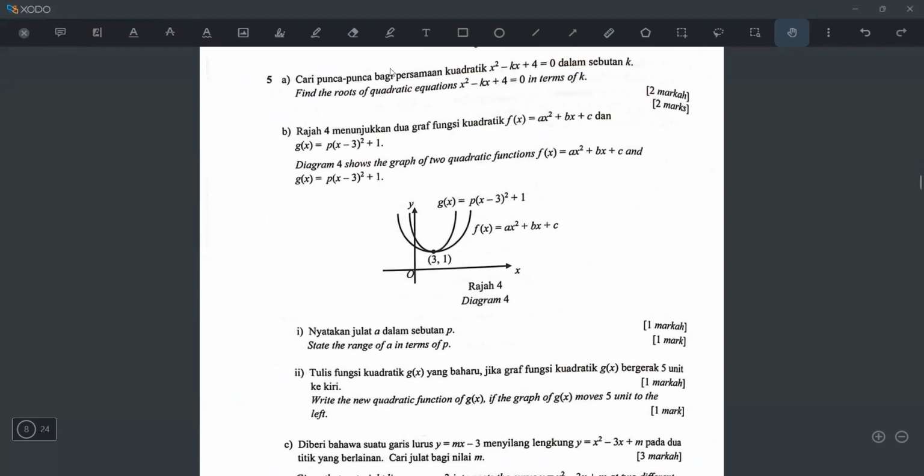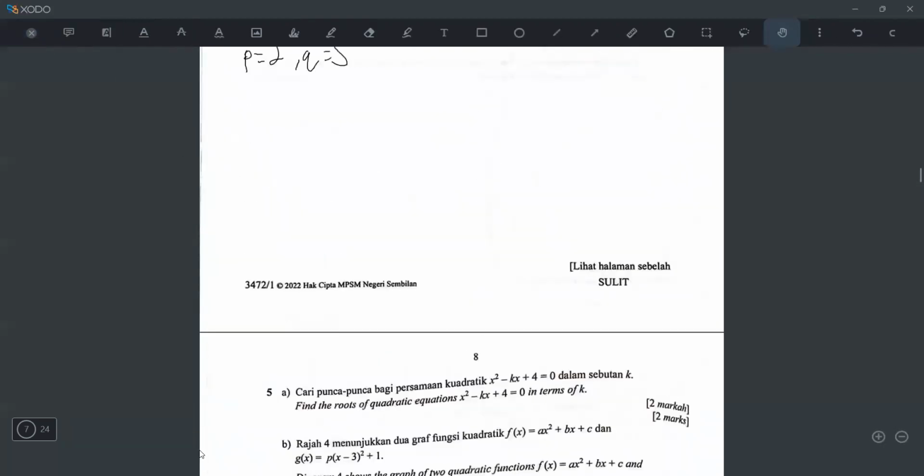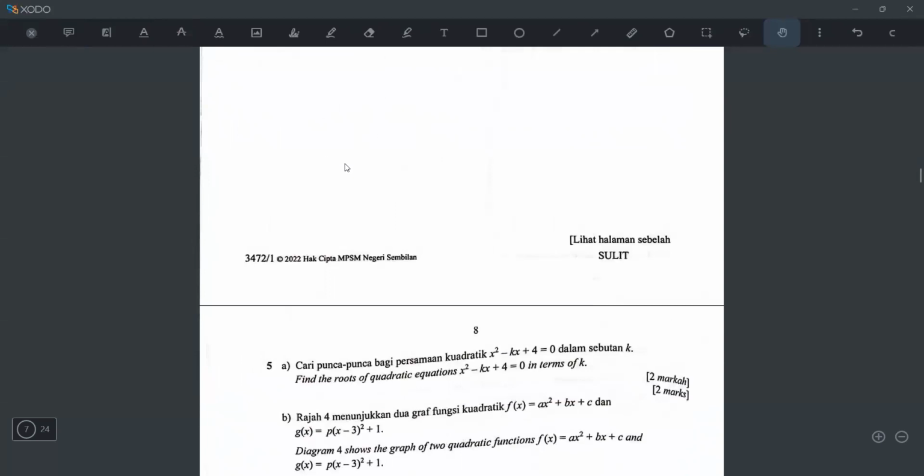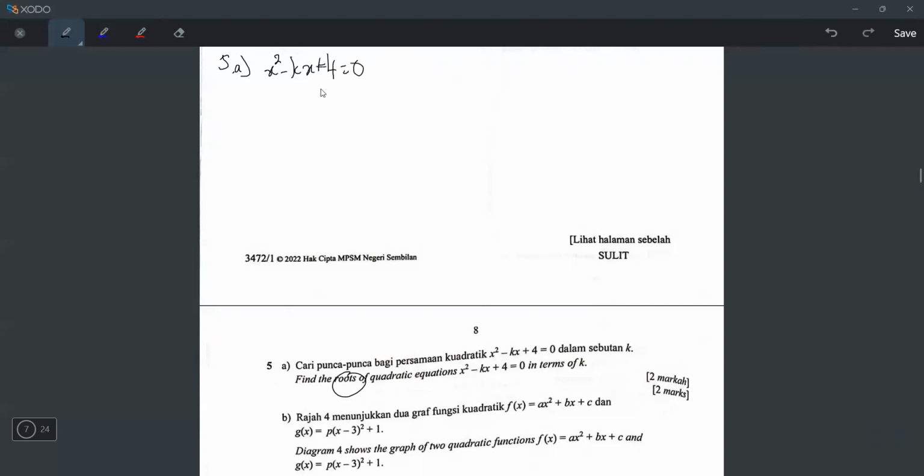Okay, I think I can continue with question 5. Find the roots of the quadratic equation x squared minus kx plus 4. Okay, for this question, I will do it here. I will use the space up here. So number 5a. Let's read again. Find the roots of this equation. So let's write down x squared minus kx plus 4 equals 0. Find roots means find the x.